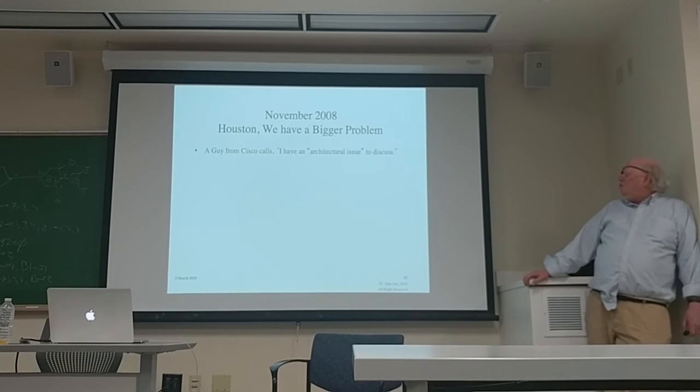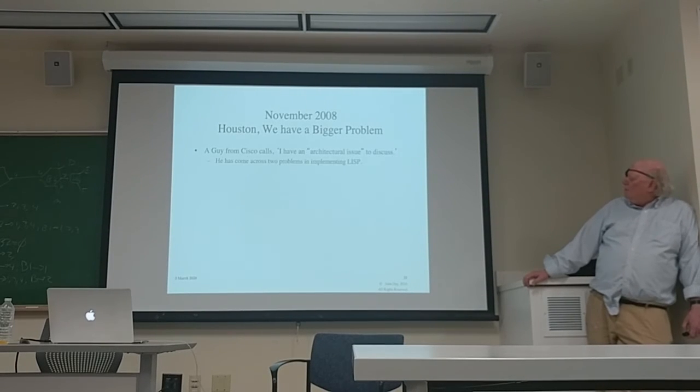Just when we have a bigger problem, a guy at Cisco calls me up and says, I've got this architecture problem I want to talk to you about. I said, okay. He says he's come across two problems in implementing the Locator/ID Split Protocol. Both require doing path discovery. Path discovery doesn't scale. LISP won't scale. This thing is a failure. The only thing they've got on the block. He expects that any locator/ID approach will have the same problem.